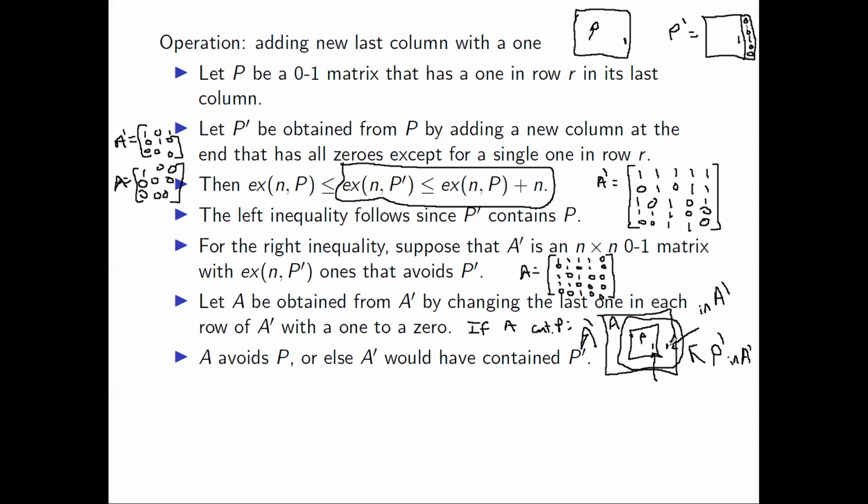But we know that that 1 must be in A prime. So that means that there's a copy of P prime in A prime, if we had a copy of P in A. And a P prime in A prime would be a problem because we assume that A prime right here avoids P prime. So this would be a contradiction if A contained P. So we know that A has to avoid P.